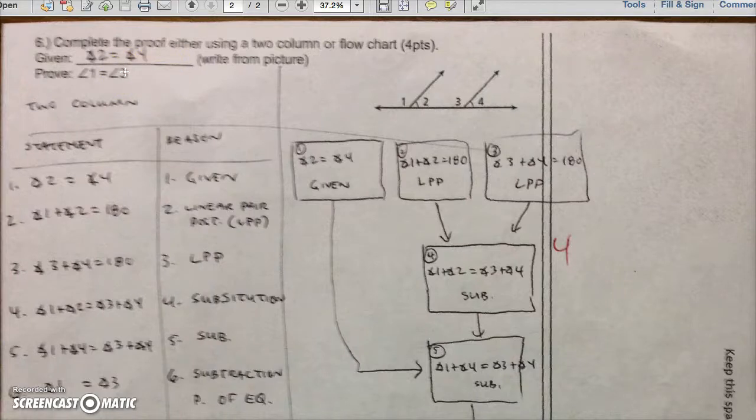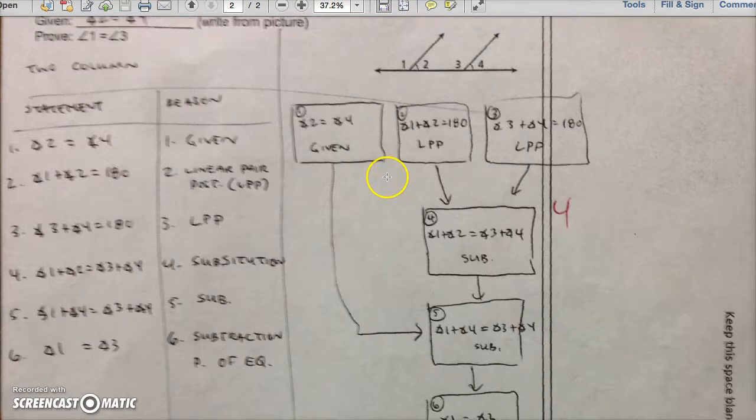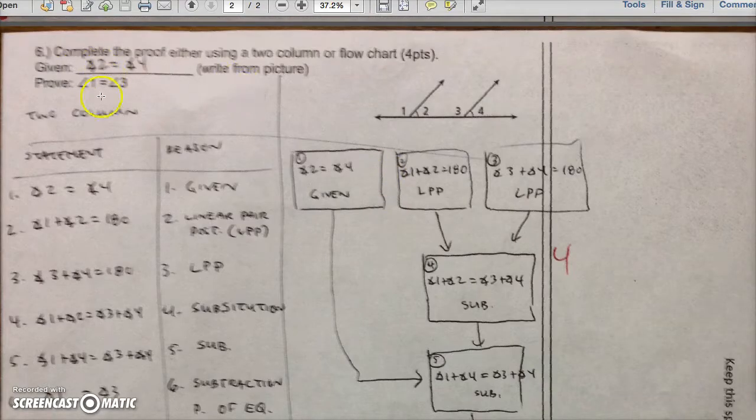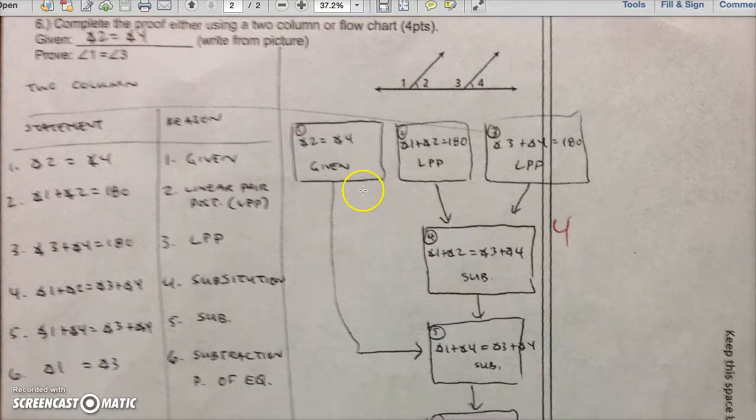to angle 3. You could have done this in 2 ways, and you'll notice that the 2-column and the flow proof are pretty much the same. For either of them, you start with your statement there. That is angle 2 is equal to angle 4, that's given information. In a flow proof, the very top of the box is called the statement, and the bottom is your reason. So I'll go through the 2-column, and then you can see how it's plugged into the flow chart.